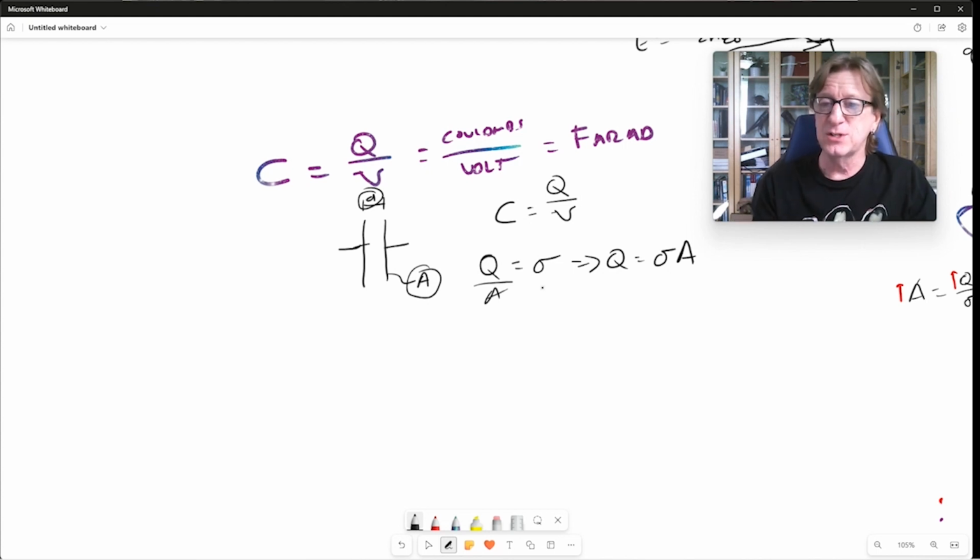The total charge is going to be the charge density times the area. So I'm going to substitute that back up in there. Let's put this over here. So C then is going to equal sigma A over V.